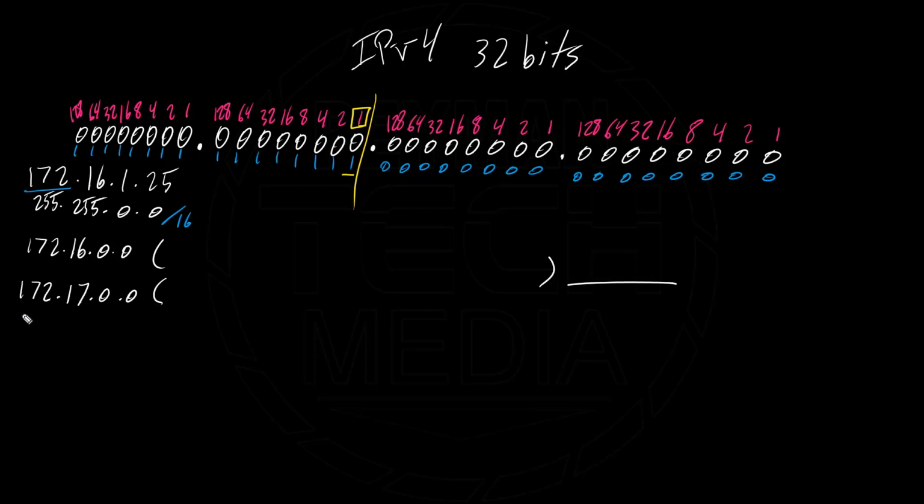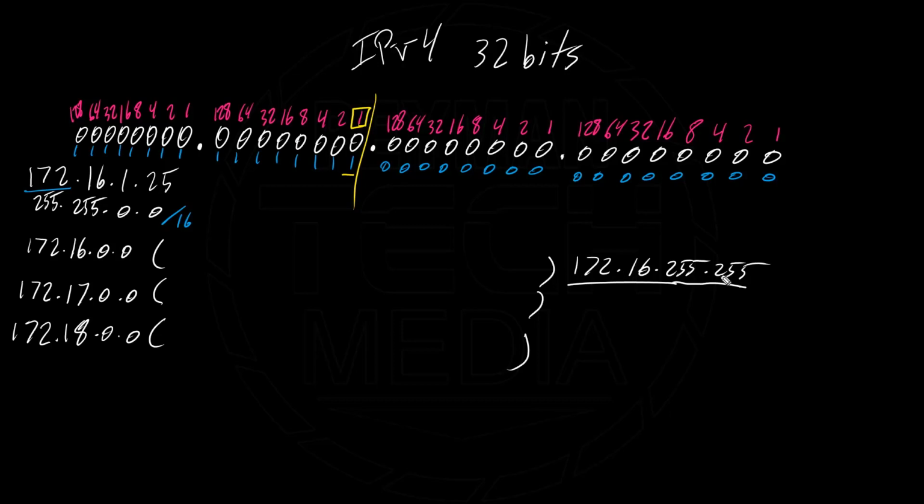What would be the next network? The next network would be 172.18.0.0, and so on. So, well, the broadcast for the first network, 172.16.0.0, the broadcast is always 1 less than next network. So next network 172.17.0.0. So would be 172.16.255.255. Okay, so let me explain what happened here.